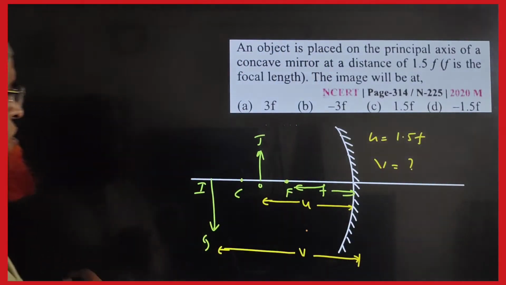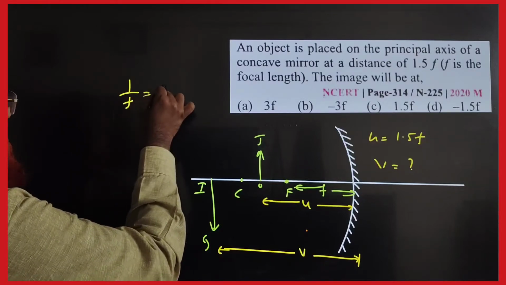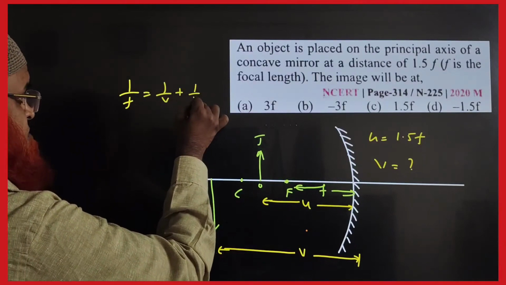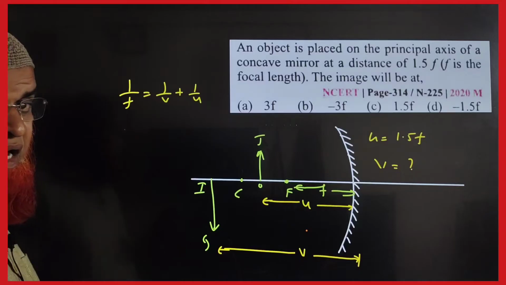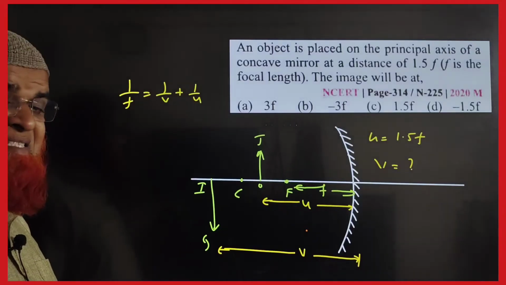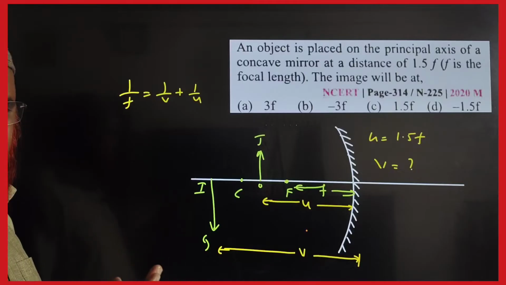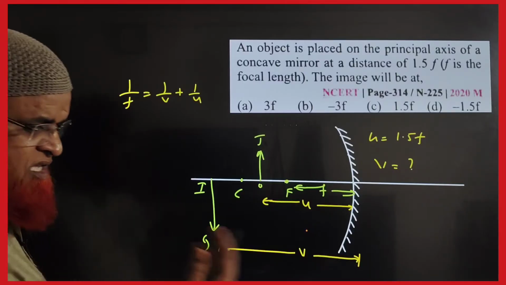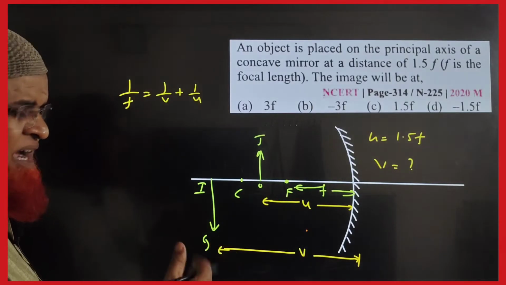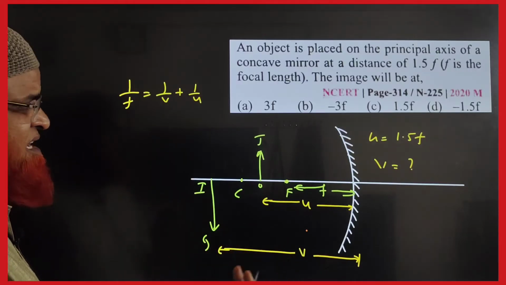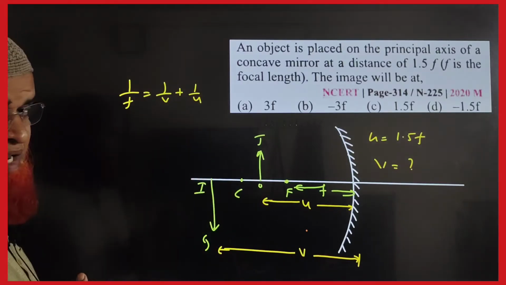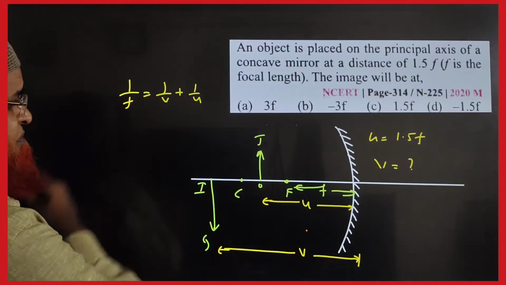So generally, what shall we do? We shall write 1 by f is equal to 1 by v plus 1 by u. Mirror formula plus, lens minus. In lens, the sign comes last as minus; in mirror, it is positive plus. Understood? So this is a mirror formula.